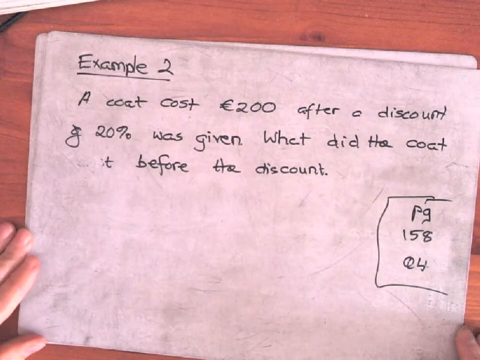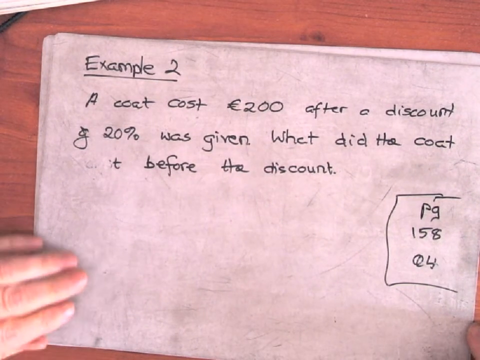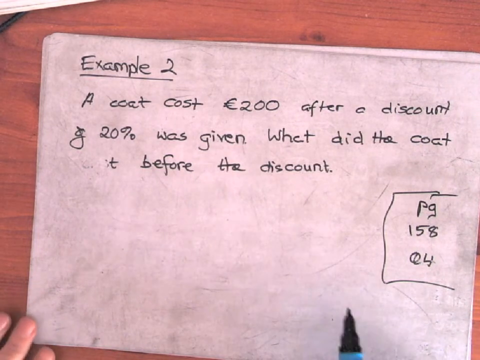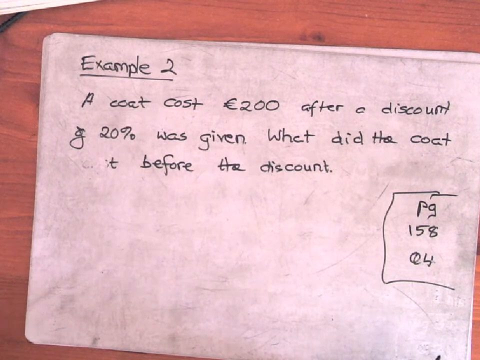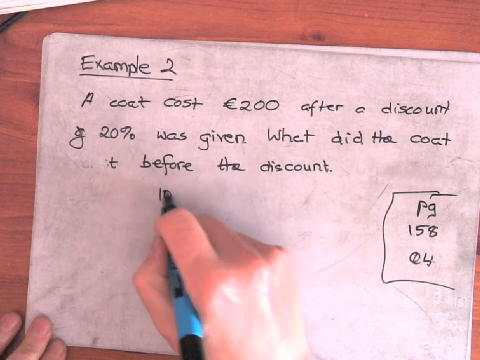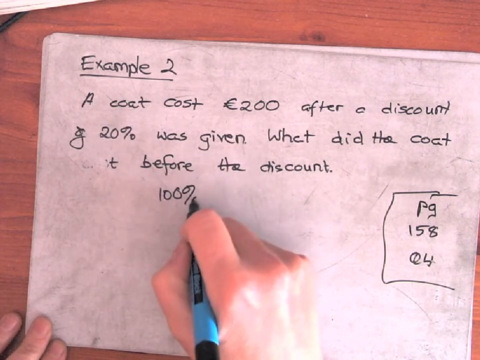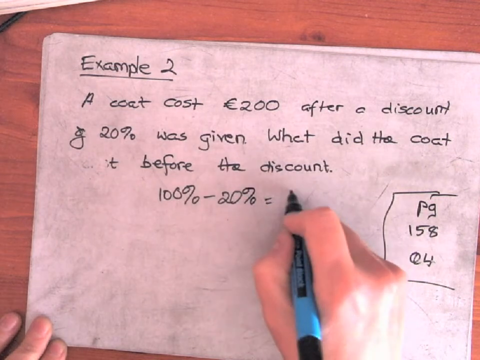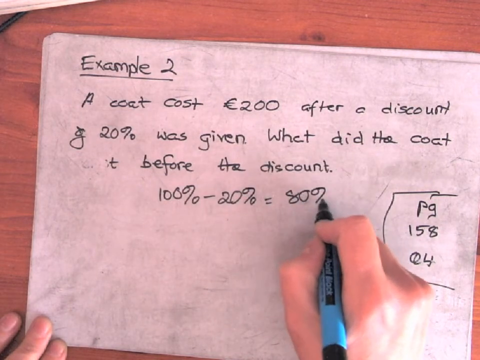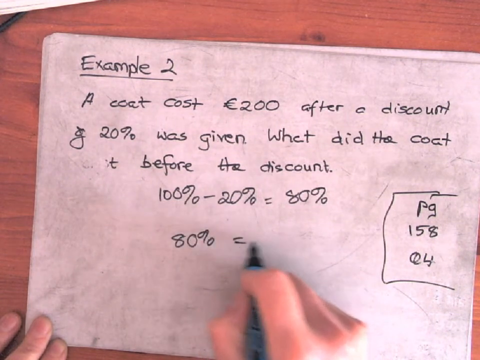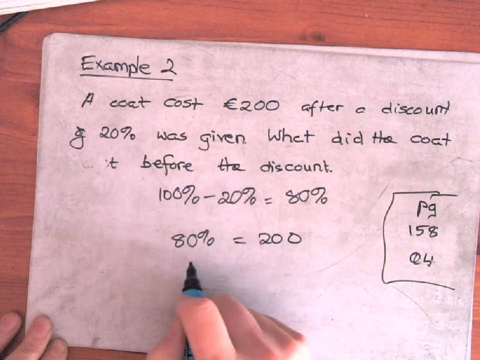Example 2. A coat costs €200 after a discount of 20% is given. Now this is the discount. They've got 20% of the original price and they've taken it away. So the original price, girls, is always 100%. So if we had 100% and they took 20% off, we now have 80%. So what we have now is 80% of the number. So 80% equals €200.